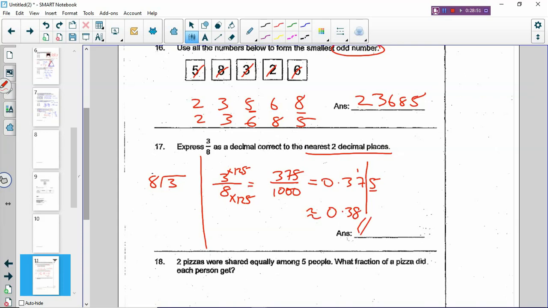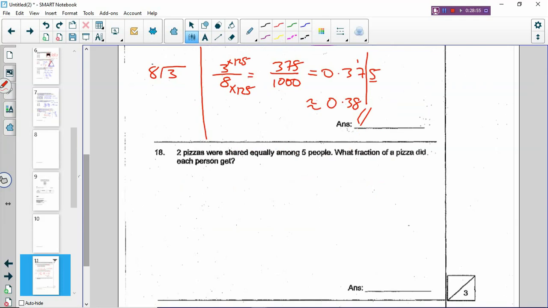Okay, now let's go to the next question. 2 pizzas were shared equally among 5 people. What fraction of a pizza did one person get? So do you take 2 divided by 5 or 5 divided by 2? It can be very simple, but also very easy to get confused. You take the pizza, which is going to be eaten by the people. So the pizza will have to be divided by the people, not the other way around.